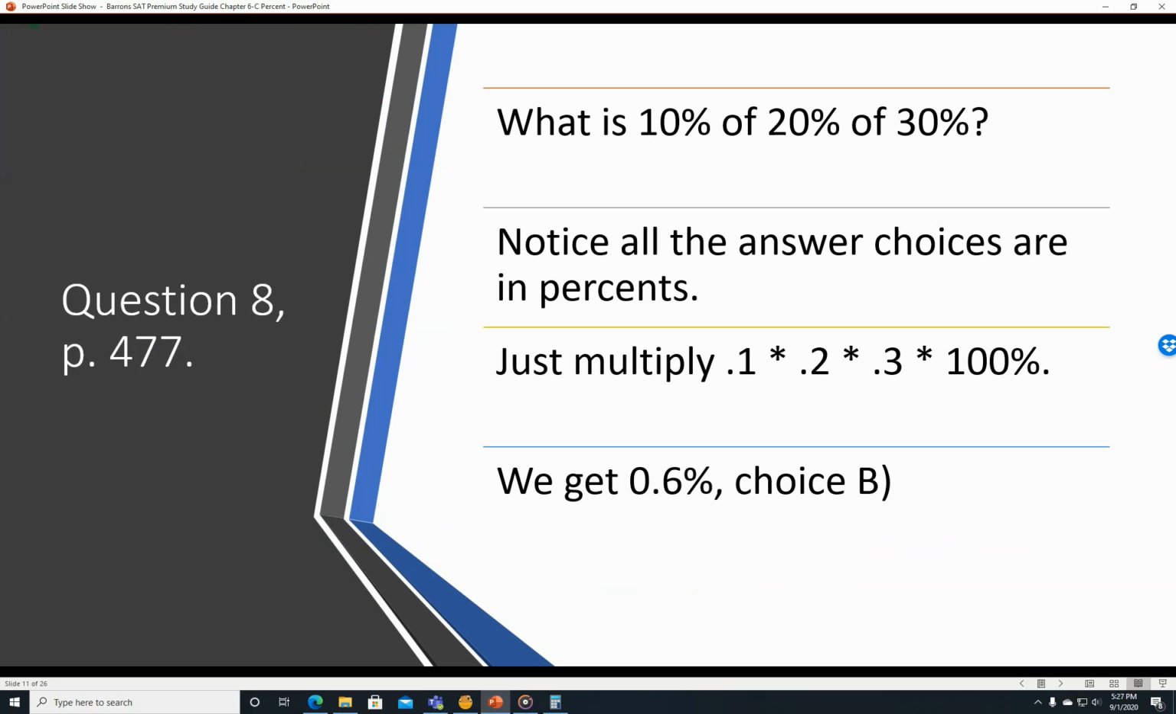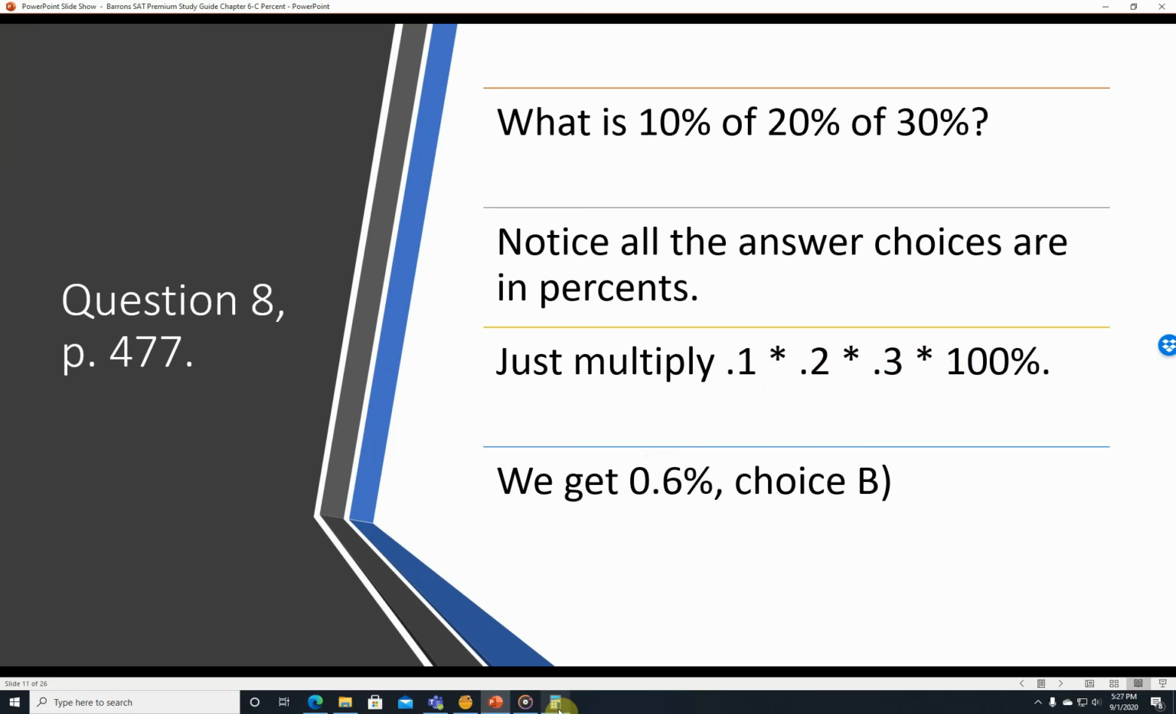Question 8, page 477. What is 10% of 20% of 30%? So notice all the answer choices in the book are in percents. So you don't have to do the math in percentages, though. I would just go 0.1, 10%, times 0.2, 20%, times 0.3, 30%, times 100%. So that's 0.6%, which is choice B.